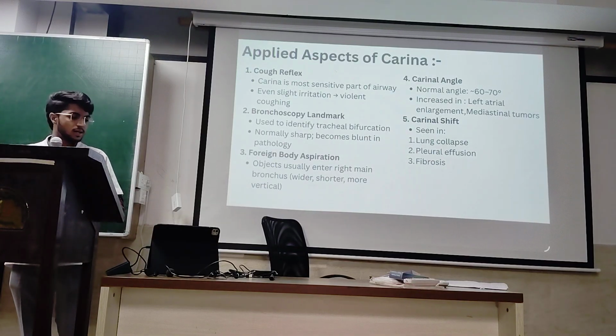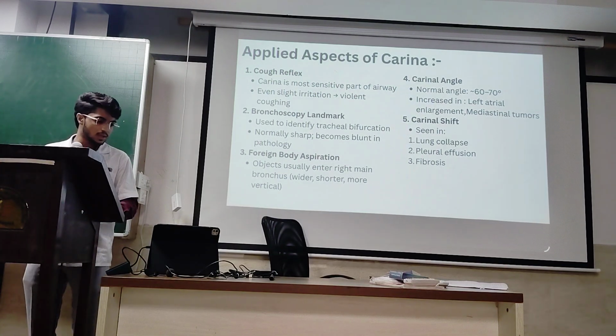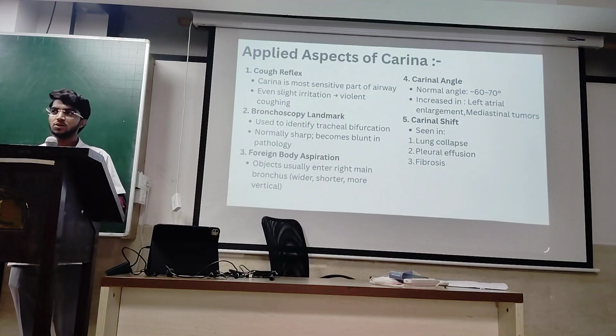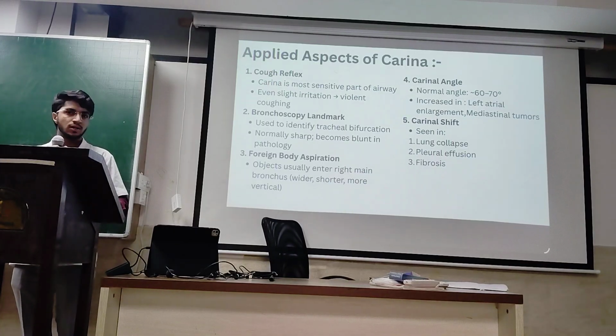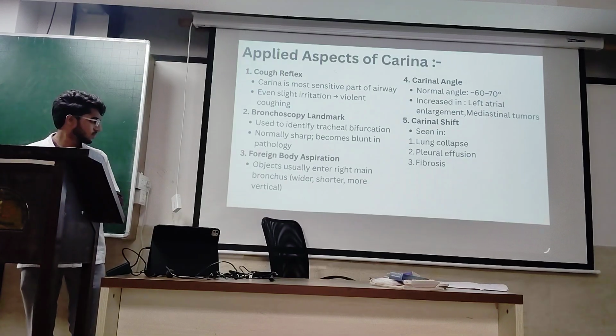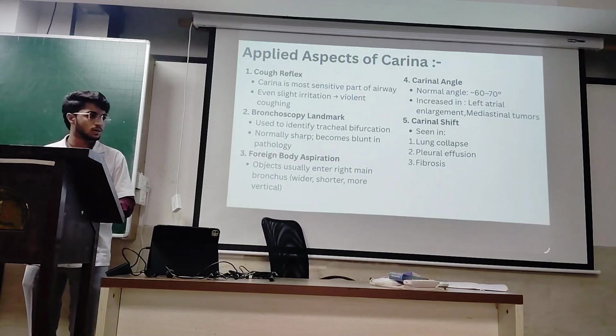As a foreign body is inhaled, it usually goes into the right bronchus due to its vertical, wider and shorter nature. Number four, the carina angle. The normal carina angle is 60 to 70 degrees, but it increases in some conditions like left atrial enlargement or mediastinal cyst or tumor. You have written wider, shorter, more vertical and more in line with the trachea, the right bronchus. Vertical means that.